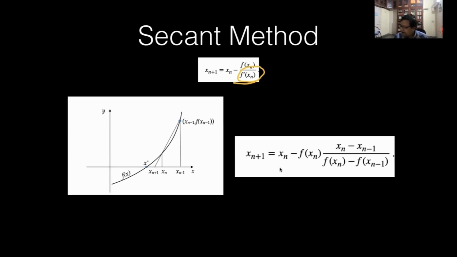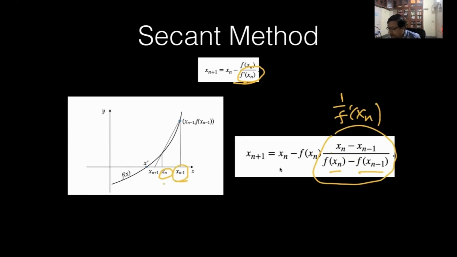The idea is to just replace f prime of x by f(xn) minus f(xn minus 1) divided by xn minus xn minus 1. I'm estimating the derivative using the last two values. You can see from here this xn minus 1 and this xn, and we get this slope. It's not the exact slope at xn, but it's okay. We are doing this numerically, so this is an approximate slope.